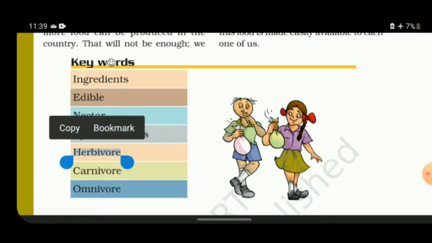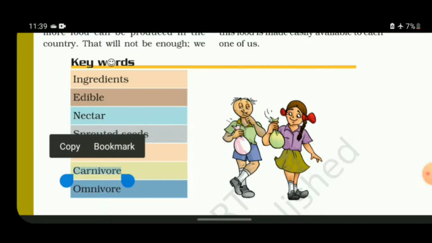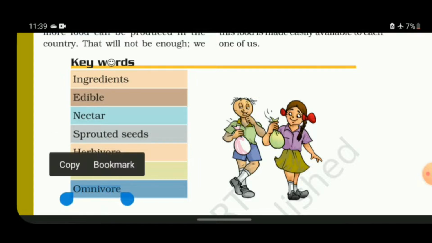Keyword: herbivore means an animal that only eats grass and plants. Keyword: carnivore means any animal that eats meat. Keyword: omnivore, an animal that eats both plants and meat.